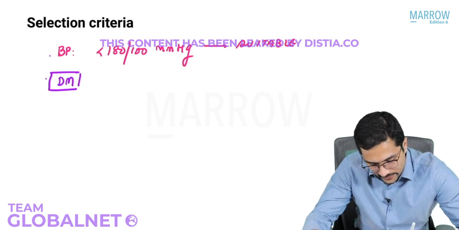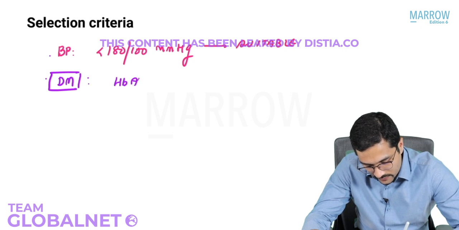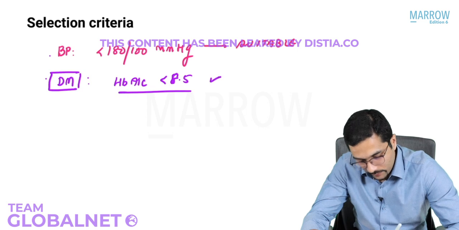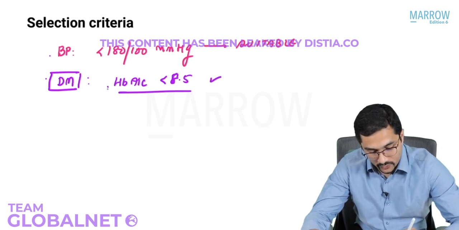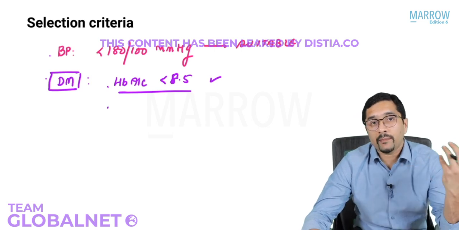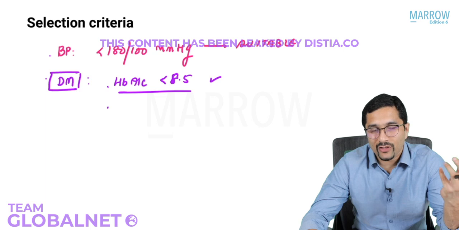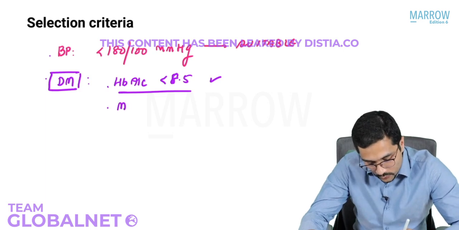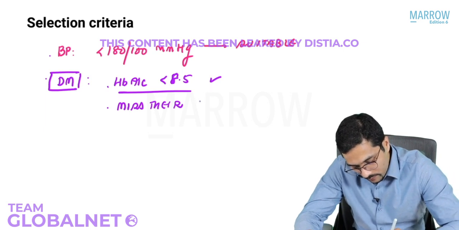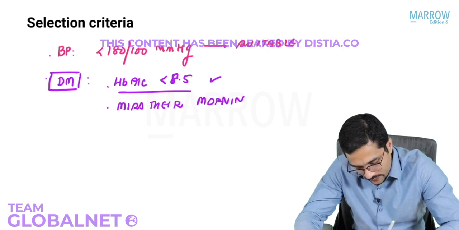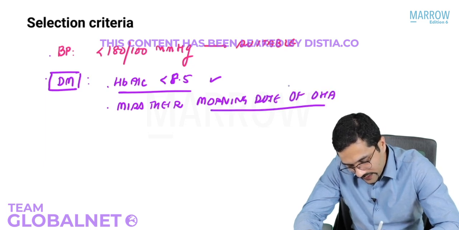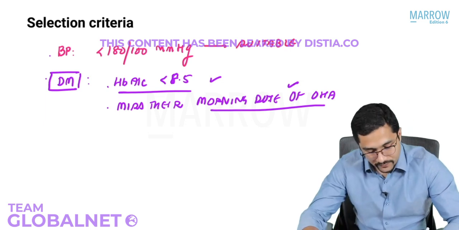If it is a diabetes mellitus patient, if the HbA1c is less than 8.5, then the patient is suitable for daycare surgery. These patients, of course, we try to take them up early in the case so that they don't have to be fasting for a very long period, and they are told to miss their morning dose of OHA, the oral hypoglycemic agent.